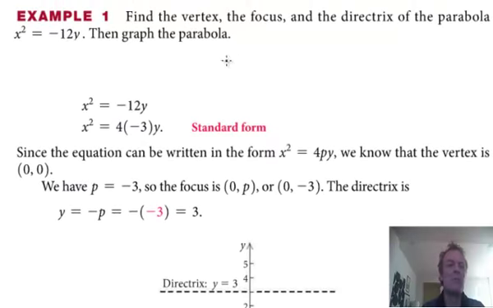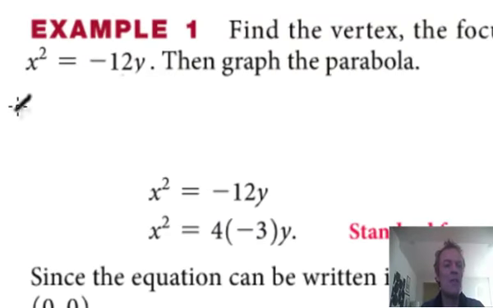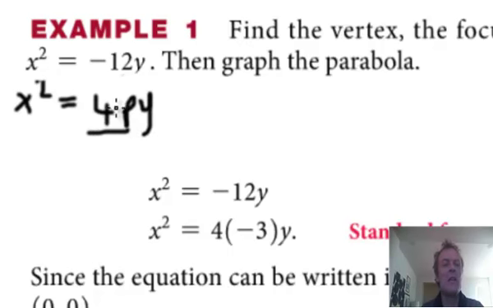Let's have a look at an example. Here we go. x squared equals 4py. Now can you see 4p is this negative 12 part. So if I divide by 4, I'll get the focus, or at least the focus distance.